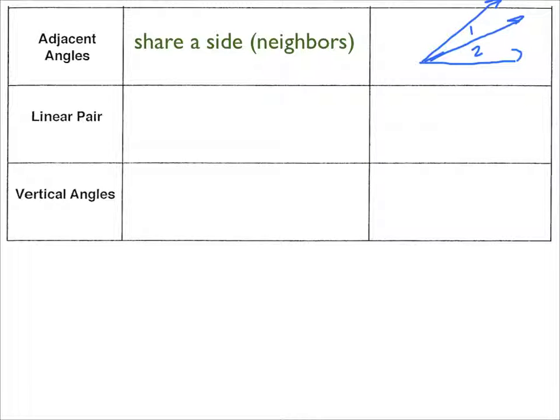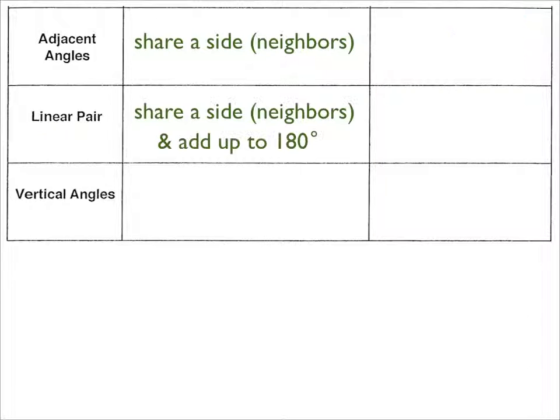Folks, a linear pair: you cannot say the word linear without the word line. Okay? So a linear pair, go ahead. They share a side, so they're adjacent, and they add up to 180 degrees. Now the only way for that to happen is for them to be two angles that were formed from a line, hence the name linear pair.